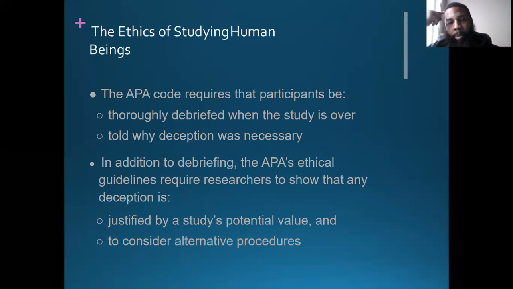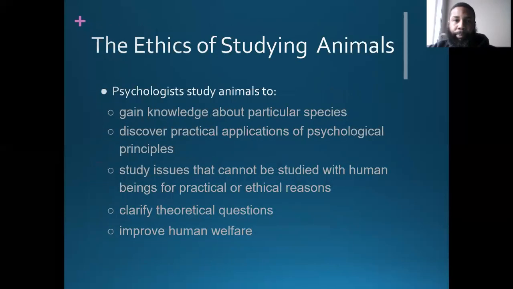And that is weighed up against the potential values as well as the alternative procedures that you could have used that weren't going to work. If you had to lie, then there must be some reason why lying was what you had to do. And you have to be able to discuss that when you are creating your study.